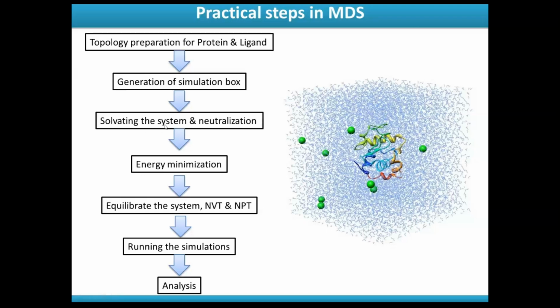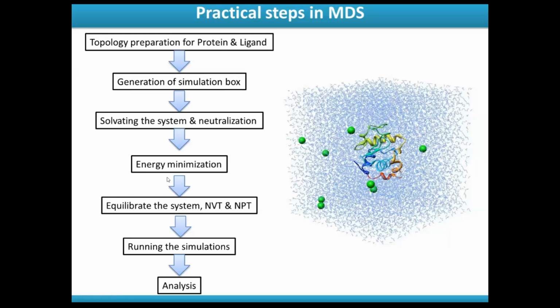Further, solvating the system and neutralization. Basically we are generating a simulation box and putting our molecules into it, such as this protein. The sky blue ones are the water molecules, and these large spherical atoms represent the neutralizing ions. They can be negatively charged chlorides or positively charged sodiums. They are just used to neutralize the system in case it has some charge, because computational simulations work under neutral charge.